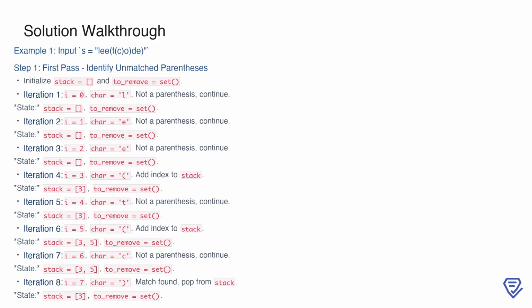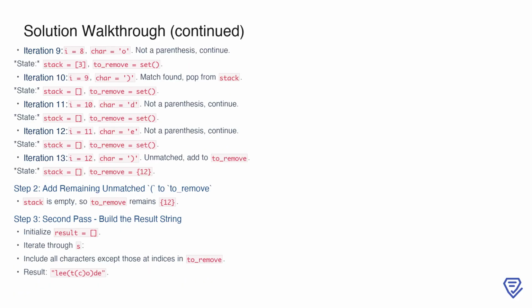When we encounter an opening parenthesis at index 3, we add its index to the stack. This indicates that we have an unmatched opening parenthesis. We continue processing other characters, skipping non-parentheses, and adding the index of another opening parenthesis at index 5 to the stack. At index 7, we encounter a closing parenthesis, and since we have an unmatched opening parenthesis in the stack, we pop the top of the stack, resolving this match. For now, the stack still contains the unmatched opening parenthesis at index 3, while to_remove remains empty.